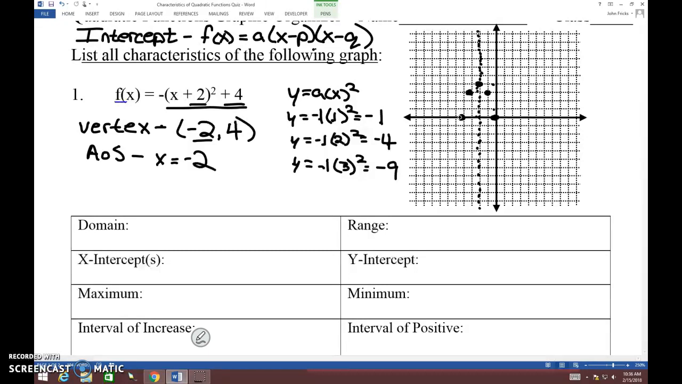And then the last thing to do here is go right 3 and down 9. So from here, from our vertex, we're going to go right 3, 1, 2, 3, and then down 1, 2, 3, 4, 5, 6, 7, 8, 9. And then we're going to reflect that point across as well.